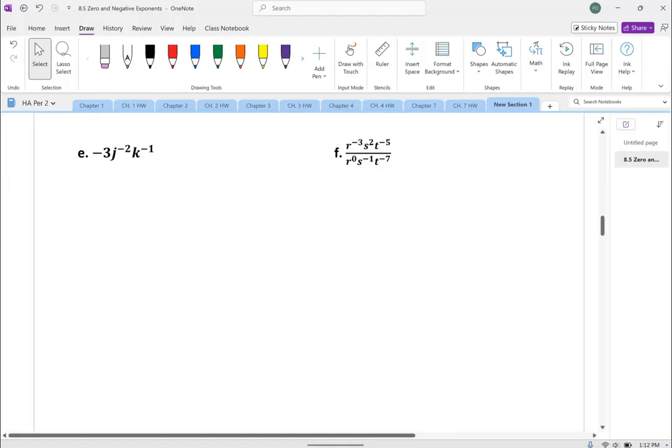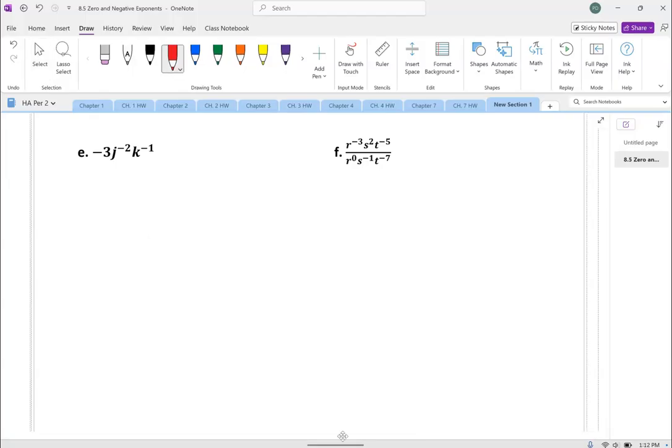All right, so now we're on E. -3j to the -2, k to the -1. So again, we're just trying to demonstrate, remember, these exponents only go to the base. They do not go to the coefficient. So that -3 stays up top, but the j squared and the k to the 1st go down, and that's all it is. So that one's kind of simple, but it's trying to show you again that the coefficient gets left alone.